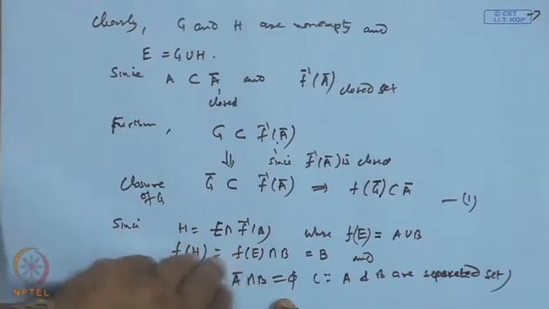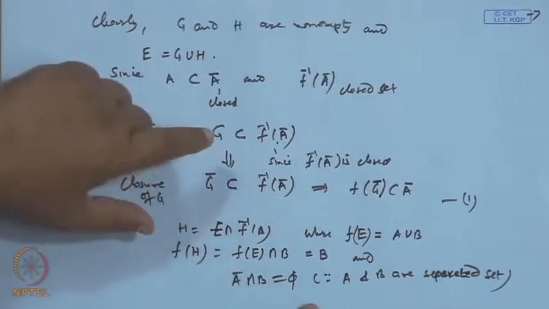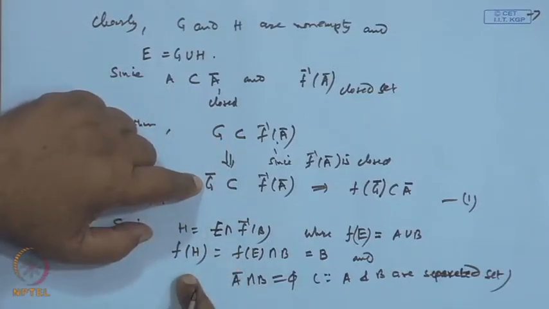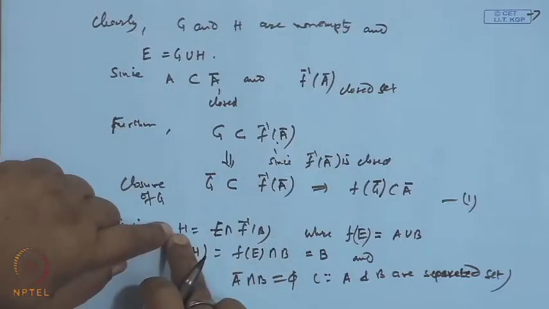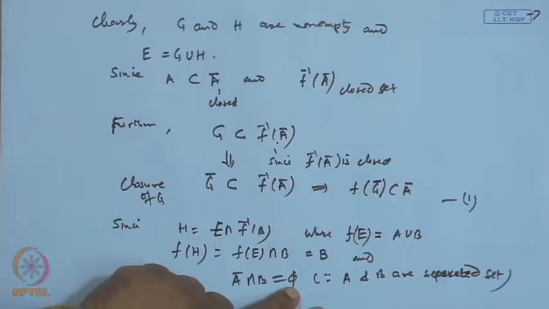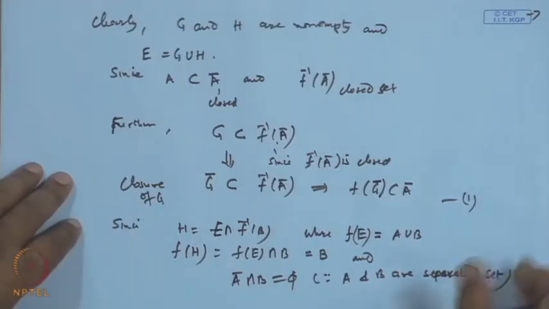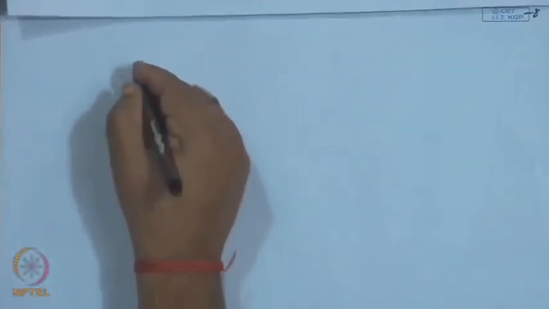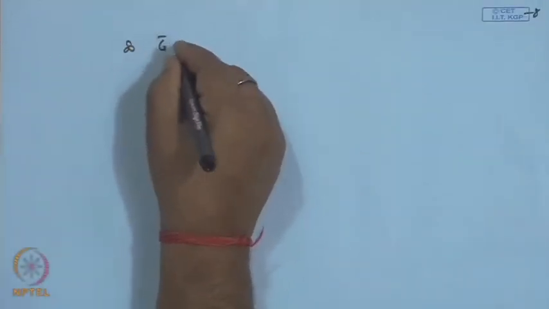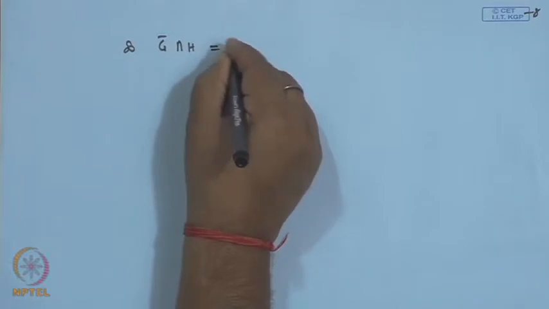Therefore, when you find the intersection of G bar with our H, what happened? The intersection of G bar with H is nothing but an empty set. So, the intersection of G bar and H is empty.